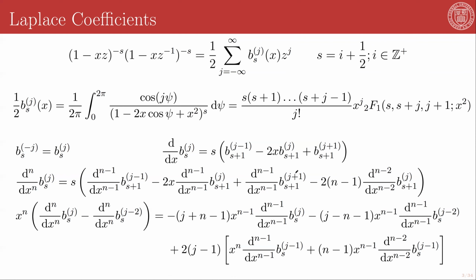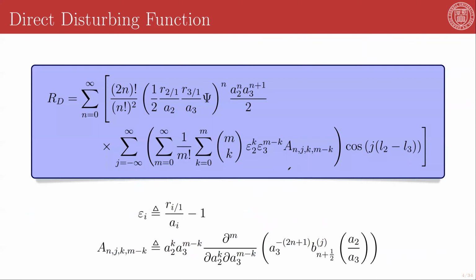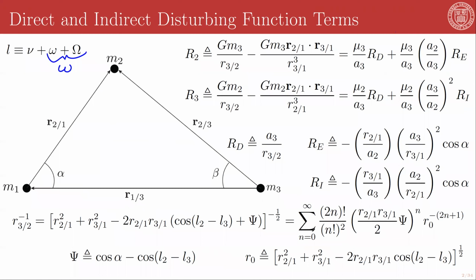If we now put all of this together, we can write the direct part of the disturbing function, that R_D term, as this infinite summation, which is actually a summation over three other summations. So let's backtrack a little bit to ensure that we understand how we got here. This outermost summation in index n comes from our original Taylor expansion of this denominator term.